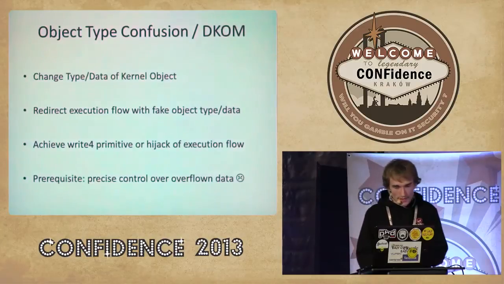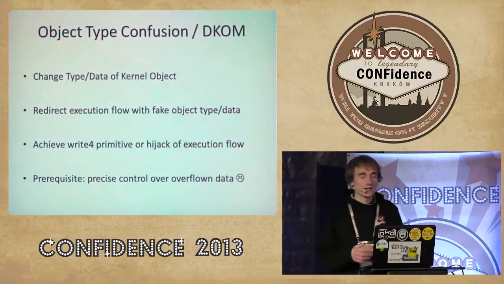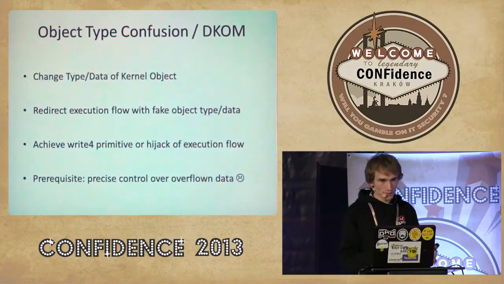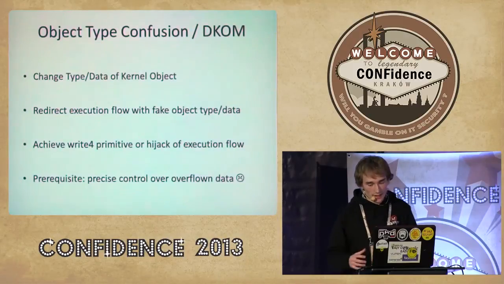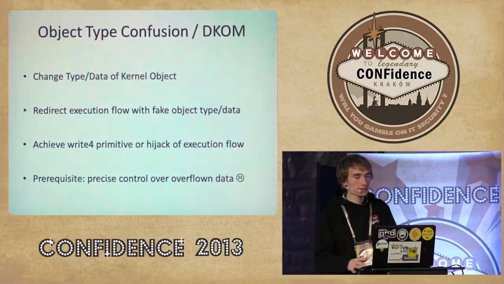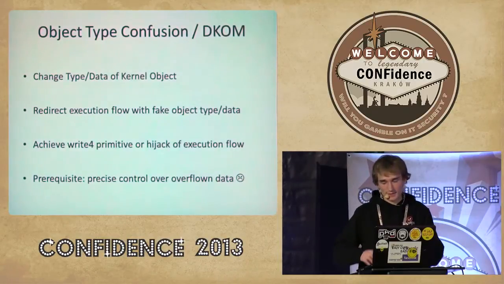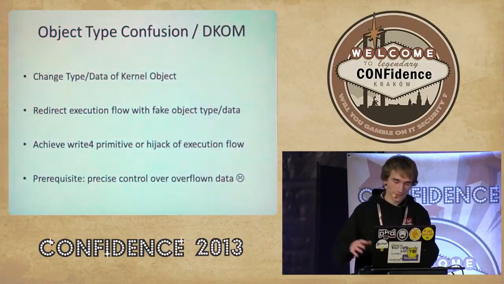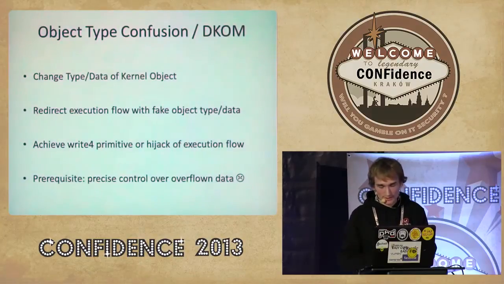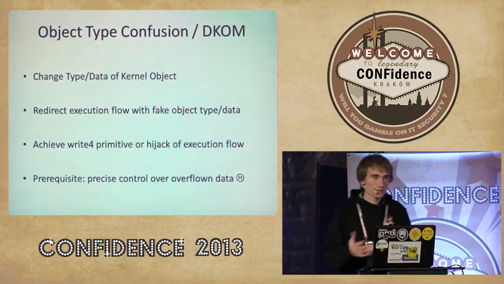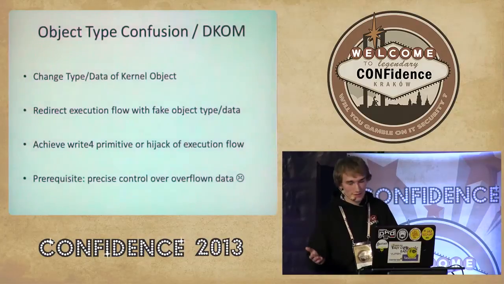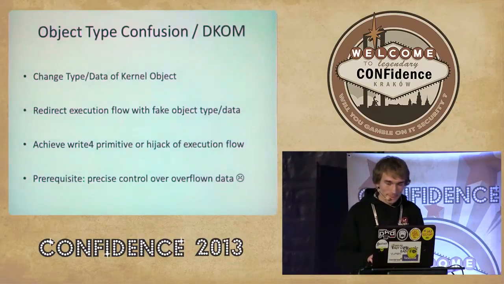But the drawback of this technique is that kernel objects in the Windows operating system are complex structures, and you have to have precise control over the overflowing data, because there are pointers, and for example, if you overflow with some zeros, you will trigger a null pointer dereference, blue screen of death, and game over.